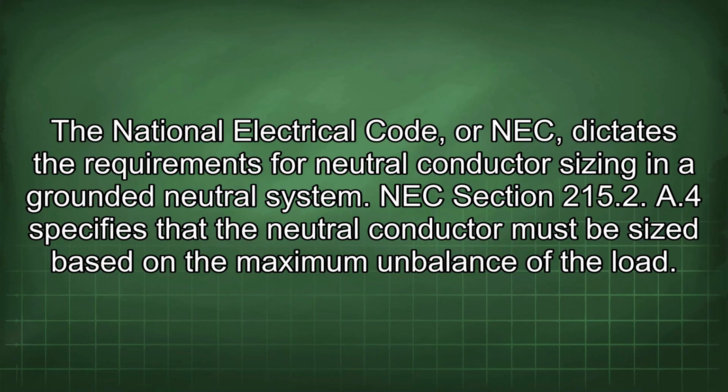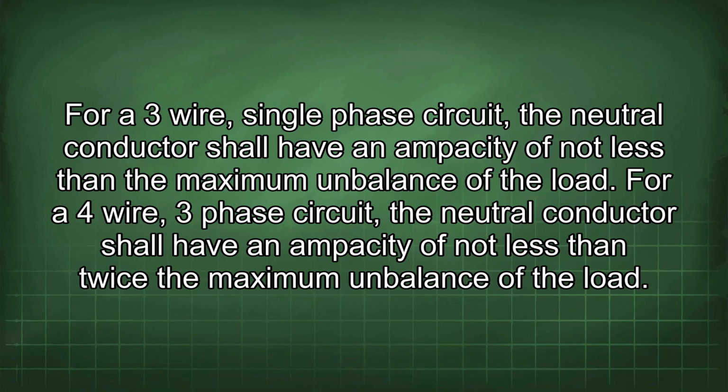National Electrical Code, or NEC, dictates the requirements for neutral conductor sizing in a grounded neutral system. NEC Section 215.2 A4 specifies that the neutral conductor must be sized based on the maximum imbalance of the load. For a 3-wire, single-phase circuit, the neutral conductor shall have an ampacity of not less than the maximum imbalance of the load. For a 4-wire, 3-phase circuit, the neutral conductor shall have an ampacity of not less than twice the maximum imbalance of the load.